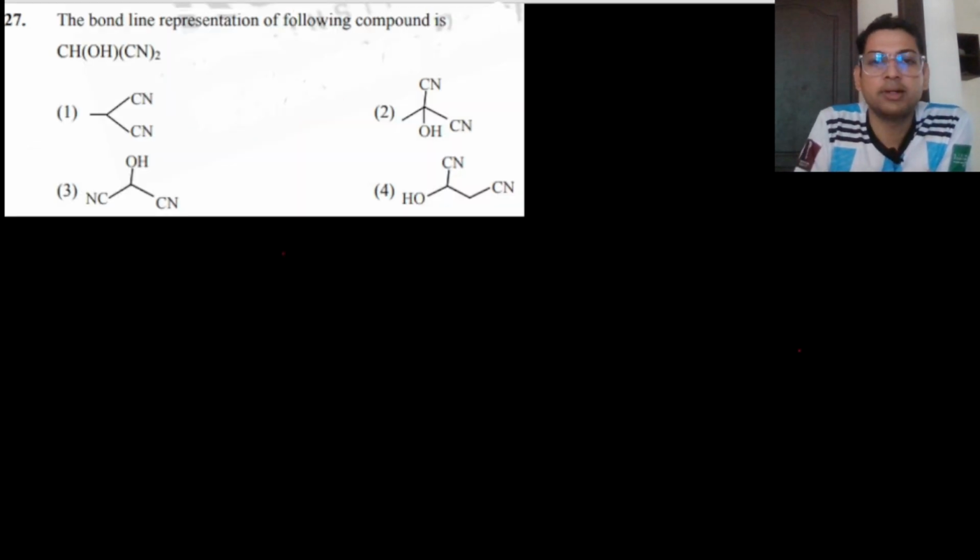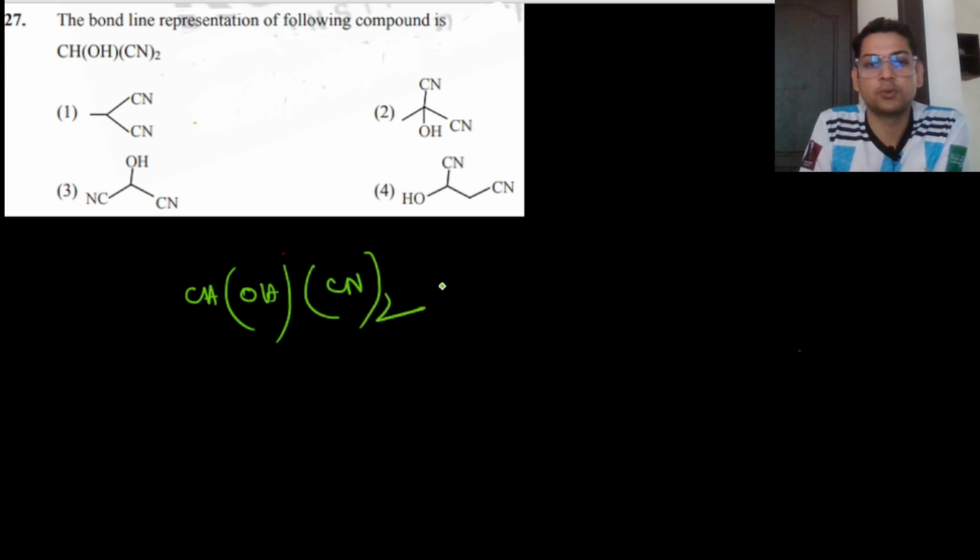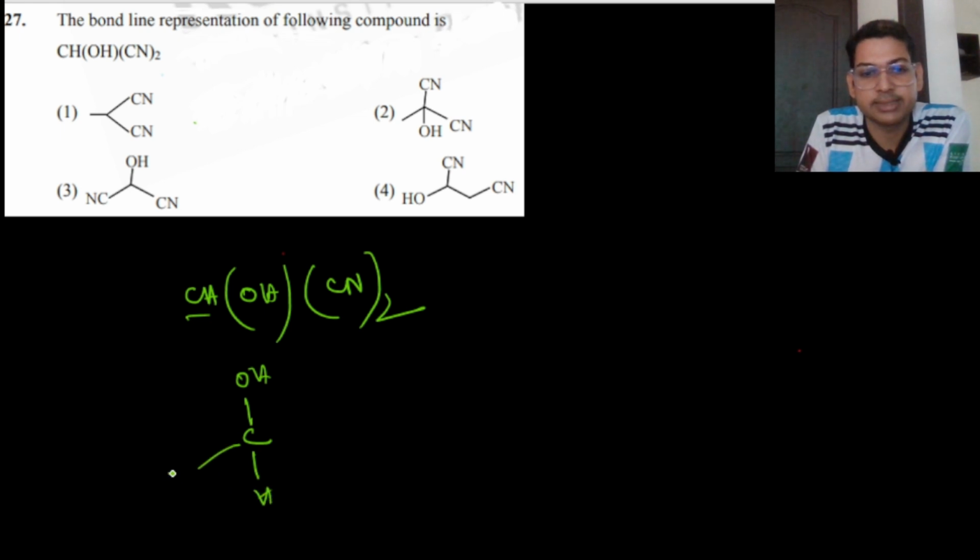Okay, then last, the bond line representation of the following molecule. What is the molecule given, sir? The molecule given is CHOH CN whole 2. So if I write it normally, I should write carbon with an OH group, with a hydrogen, with a CN here, with a CN here.